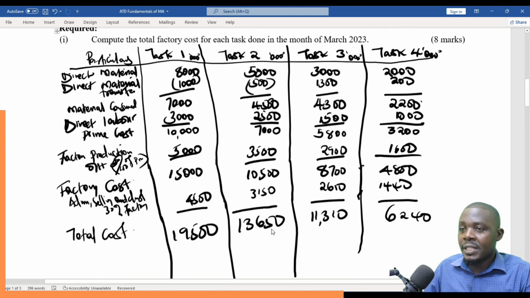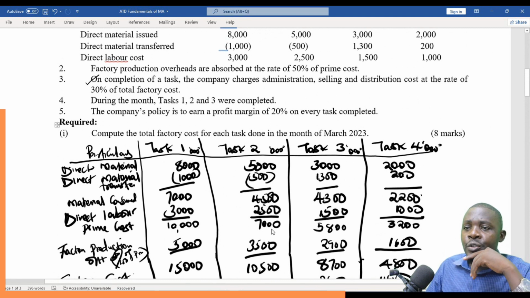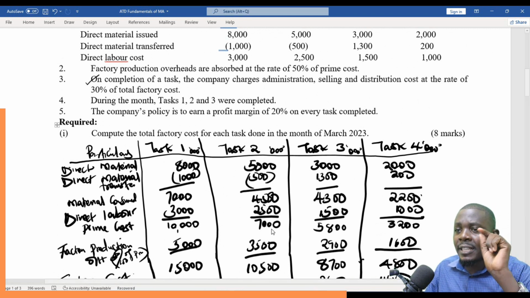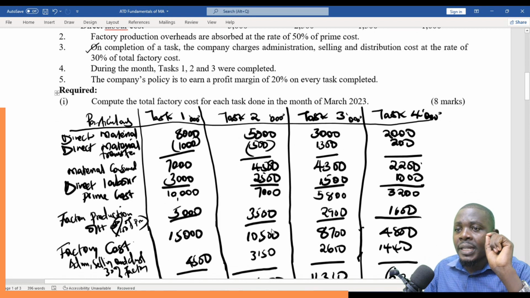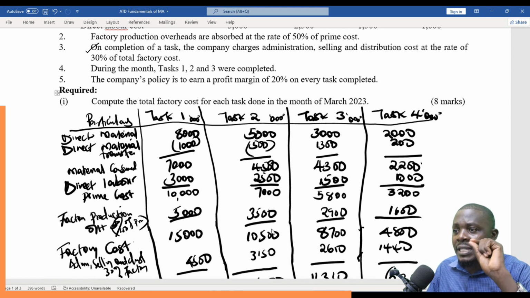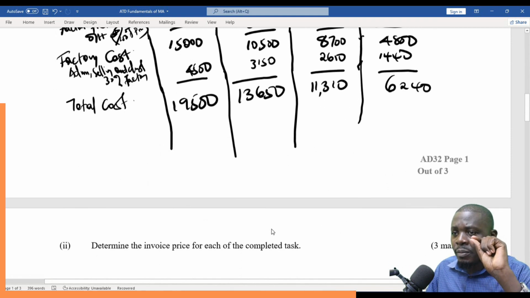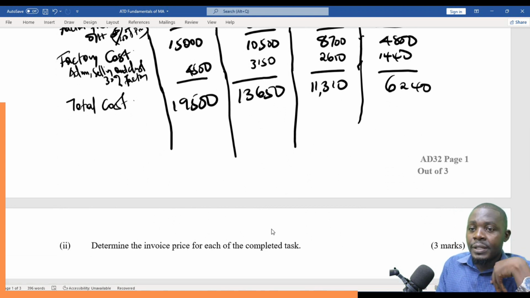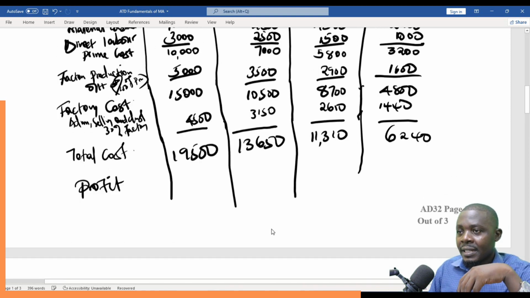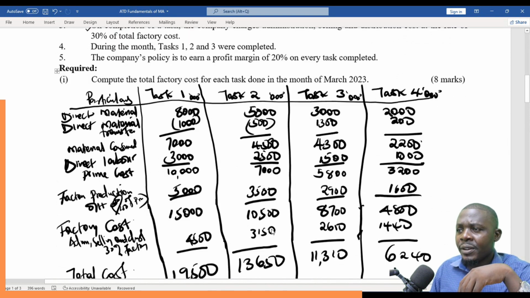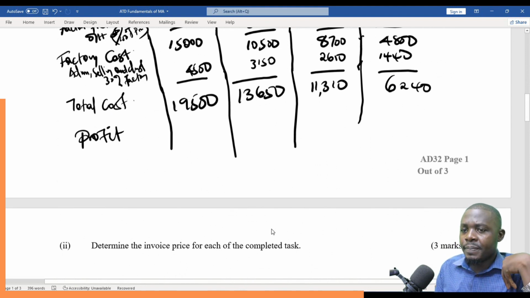They are telling us in number 4 that during the month tasks 1, 2, and 3 were completed. The company's policy is to earn a profit margin of 20% on every task completed. Remember, it is tasks 1, 2, 3 that were completed. Now we can compute the profit, which is calculated as 20% on every task completed.